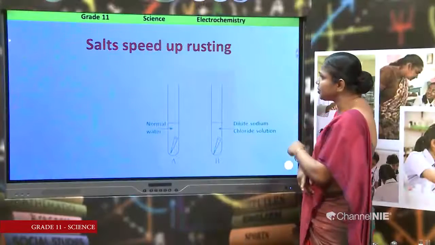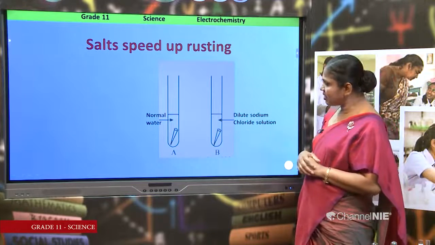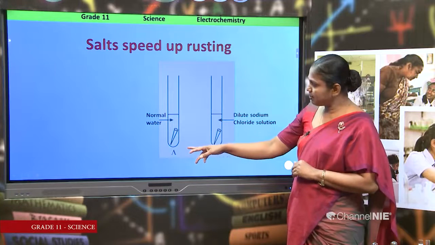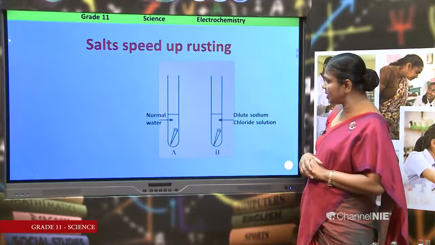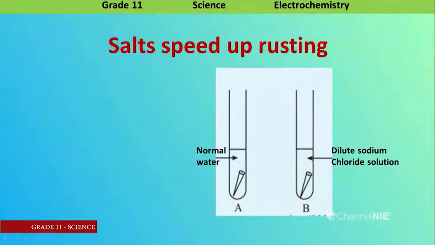And salts too speed up rusting, children. See, here 2 iron nails, clean iron nails. One is placed in normal water and the other one is placed in dilute sodium chloride. It's a normal common salt solution. When you place these iron nails and observe after few hours, you will observe the iron nail in B with sodium chloride has rusted more than that. That means salts speed up rusting.